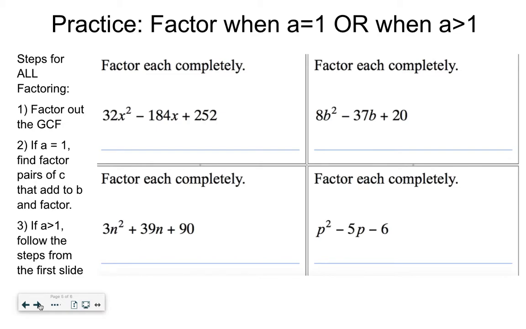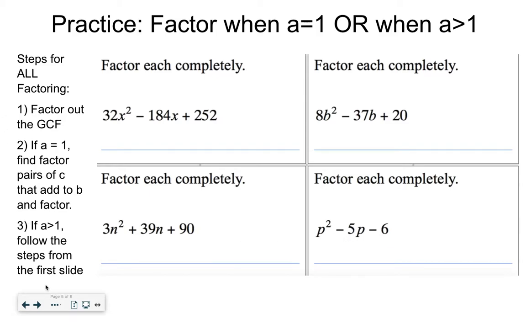So my suggestion would be to continue to practice these. I gave you some problems to try. Some of the problems are going to be like the ones that we just tried, where you have to go through all those steps. Some of them will look more like we did initially, where you would just look for factor pairs of negative 6 that add to negative 5.